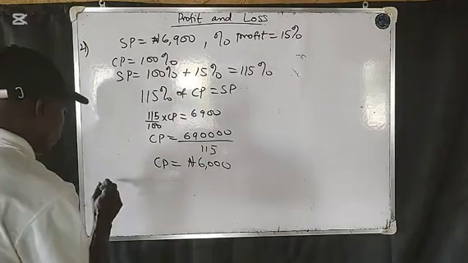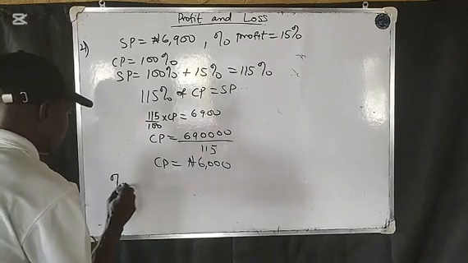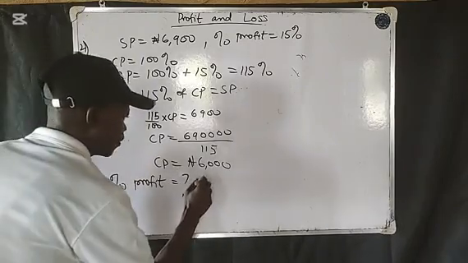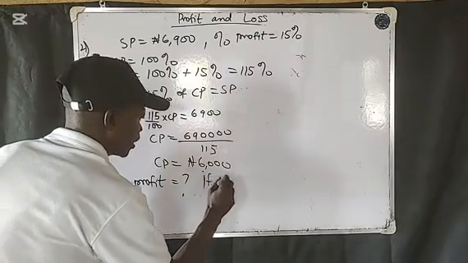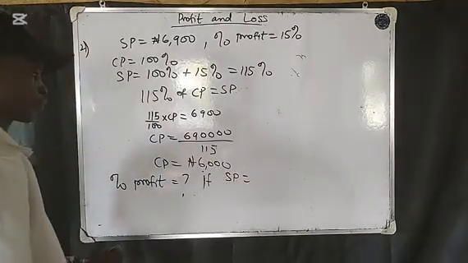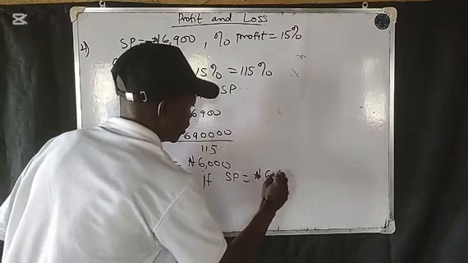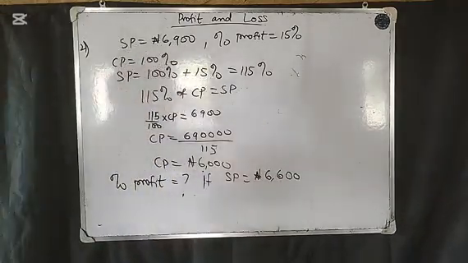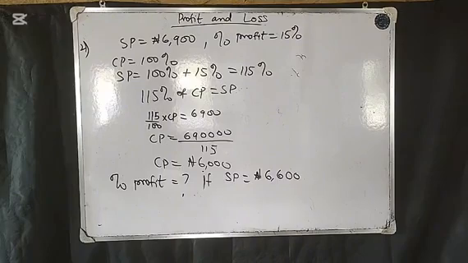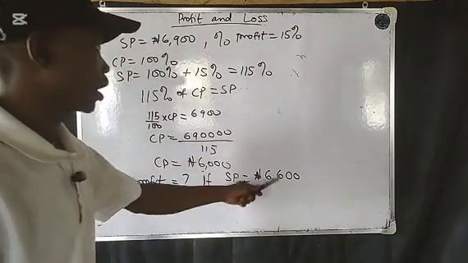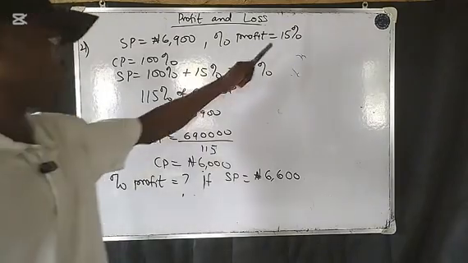So what is the question saying? Calculate percentage profit if SP is equal to 6,600, right? That means this time around, percentage profit will not be up to 15 again. Can you see a reduction from 6,900 to 6,600? Meaning the percentage profit now will not be up to 15 again.